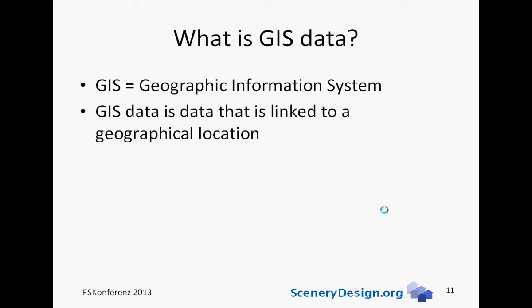So what is GIS data? GIS stands for Geographic Information System, and GIS data is data that is worked with on a geographic information system. That's the basic definition. A quite general and broad definition can be that GIS data is any data that is somehow linked with a geographical location. So it's a piece of data that is somehow linked to a specific location in the world. It can be a city that is linked to a certain latitude or longitude coordinate, or it can be any kind of data that is somehow related to a place on the Earth.